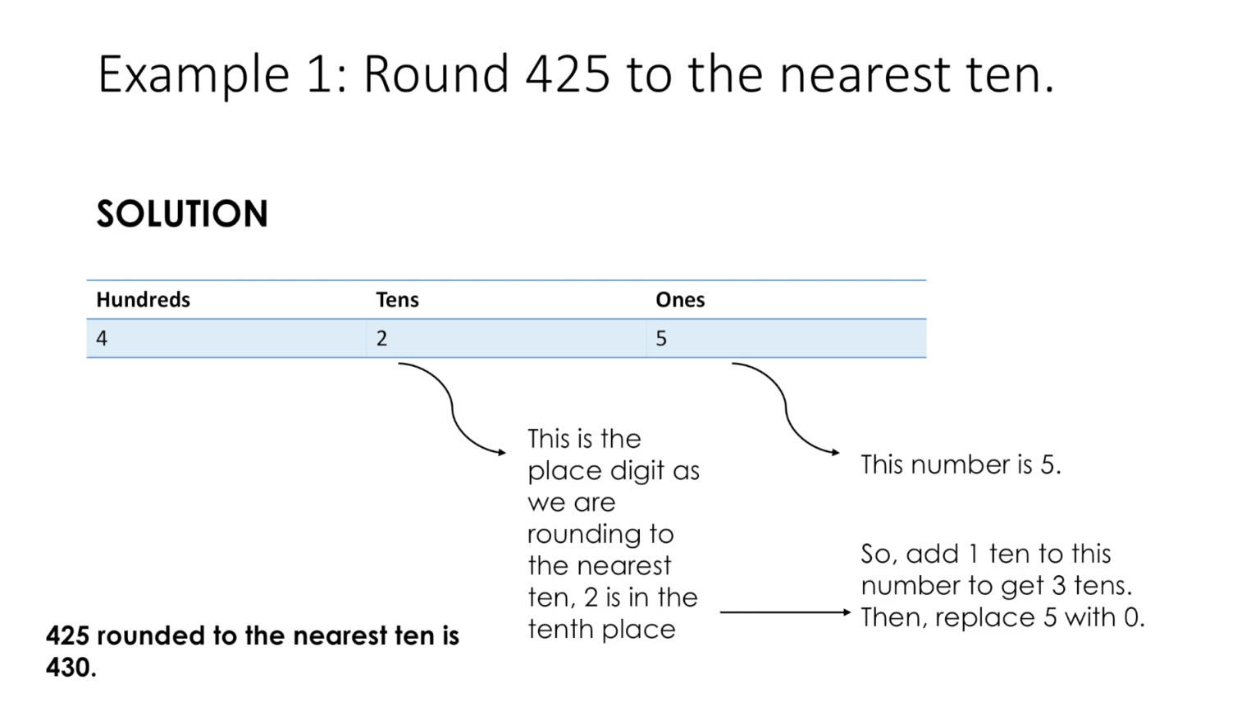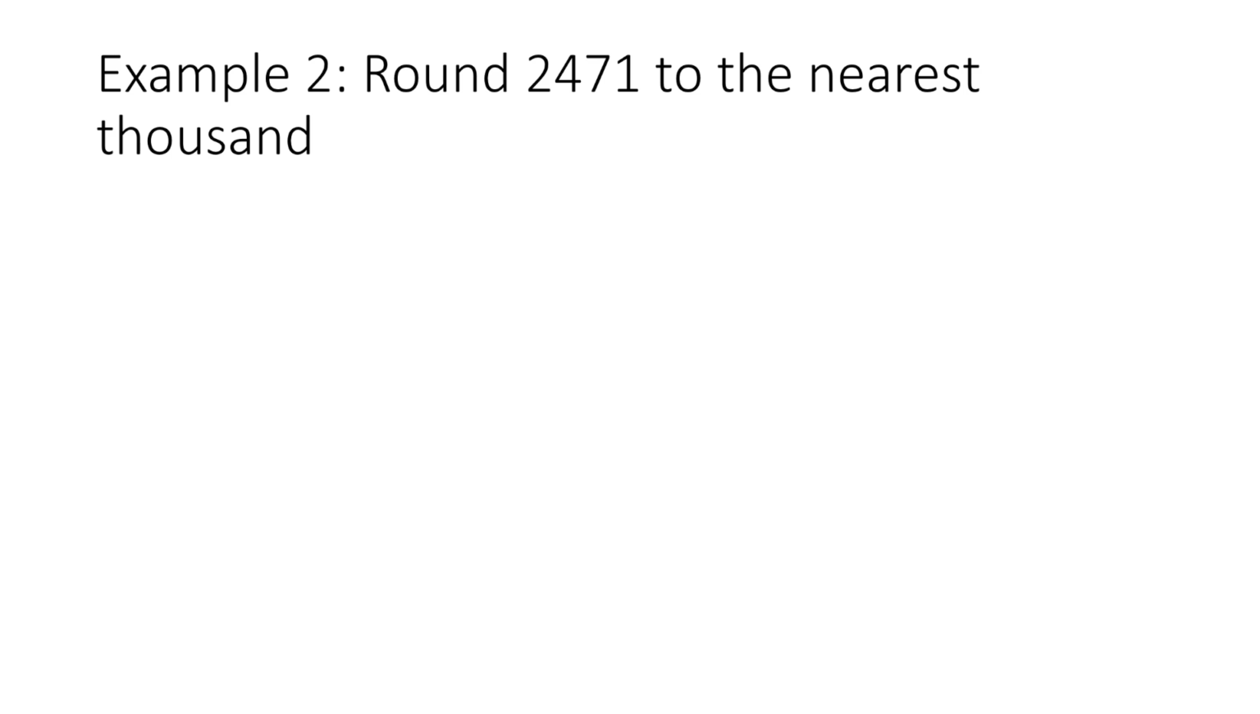Okay. Now let's look at our example 2. We need to round 2,471 to the nearest 1,000. So now, what is our nearest 1,000 place digit? Is it the 2? Is it the 4? Is it the 7? Is it the 1? Well, our thousands place digit is the number 2.